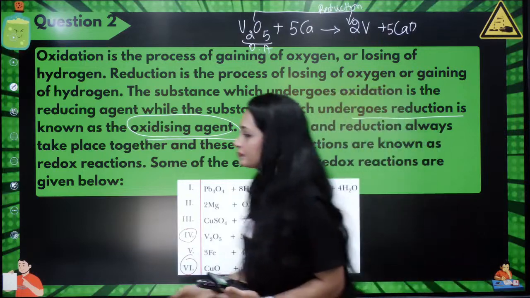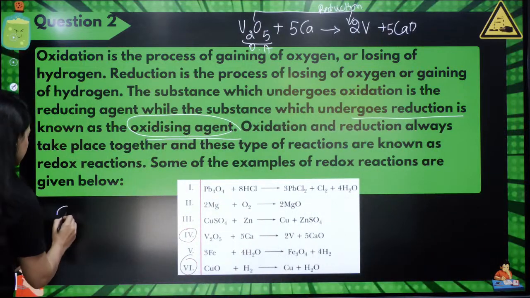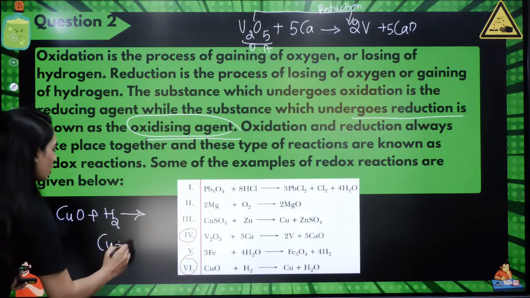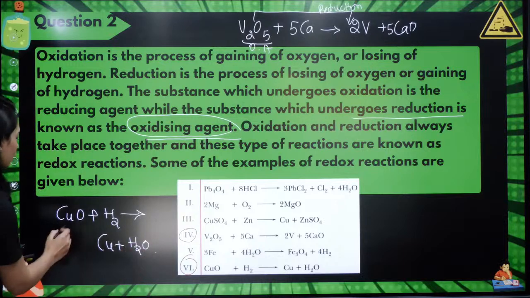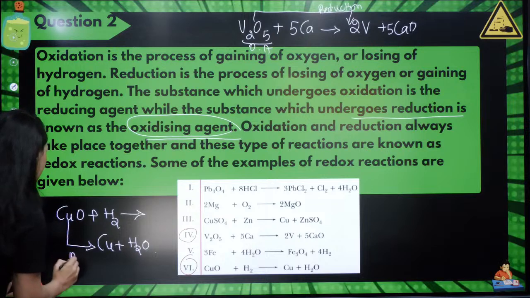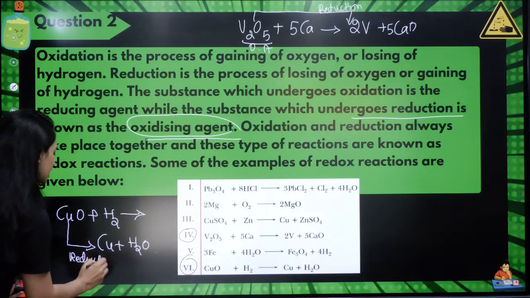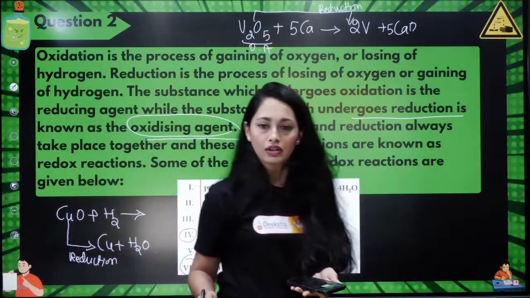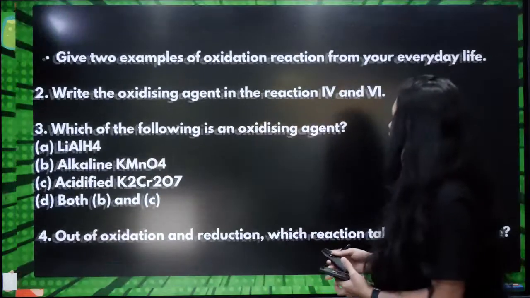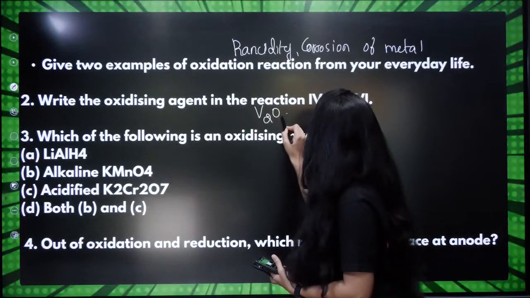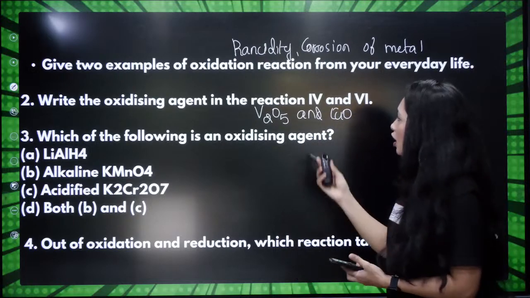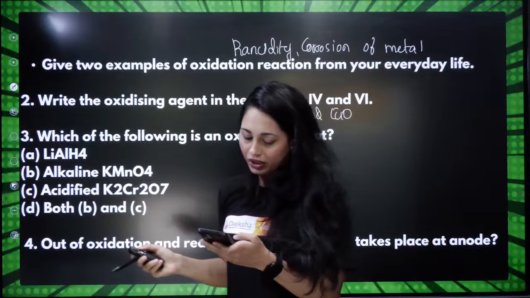In the next one, copper oxide and hydrogen. So, what's happening? Cu plus H2O. So, what is getting reduced? CuO is getting reduced to Cu. So, this is undergoing the reduction process. So, this is the oxidizing agent. So, what will be the answer, guys? V2O5 and CuO, copper oxide. These are the oxidizing agents in reaction 4 and 6.